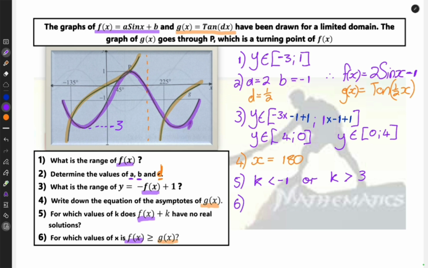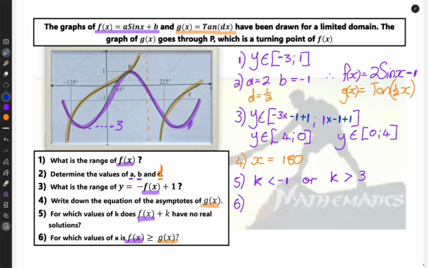Question 6, they love putting in exams. For which values will the purple graph be above the orange graph? So here, colors are really going to help you. Now, I am going to check at each point of intersection on my graphs, and then just try and establish which one is on top.